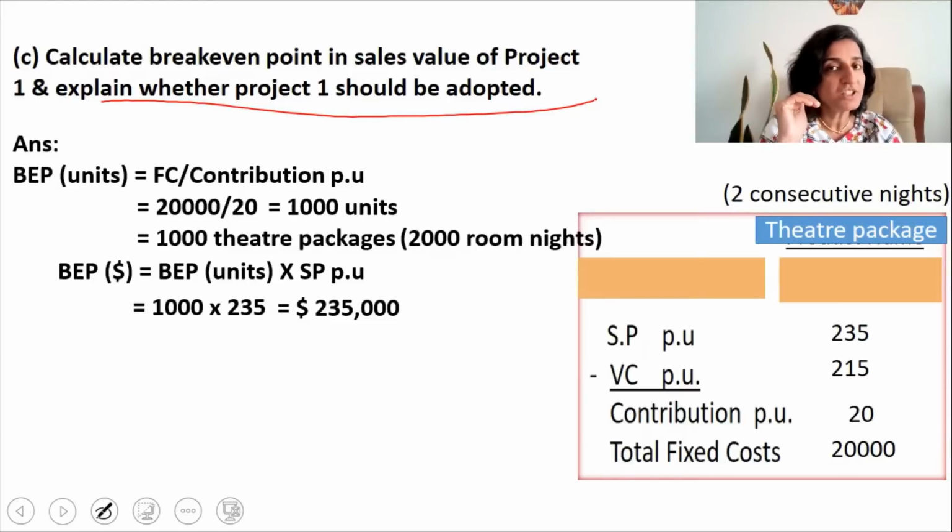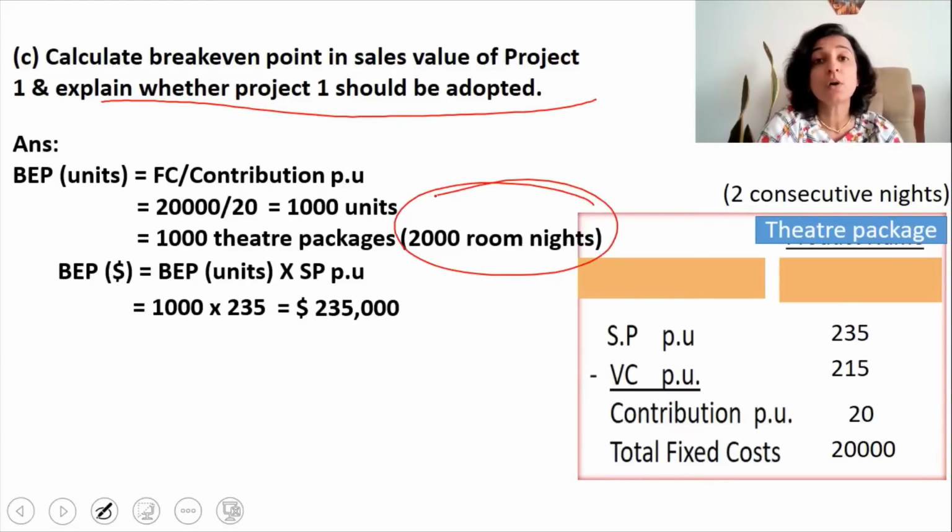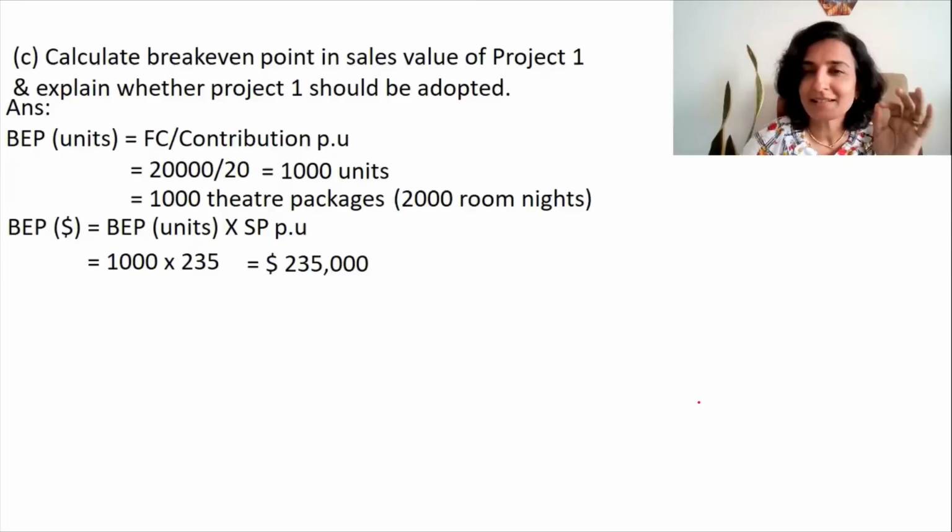Now the second part asks whether project 1 should be adopted. For project 1 to be feasible, the break-even point is 2,000 room nights. Do we have 2,000 room nights in Q1? This is our next question. So let's read the question extracts once again.